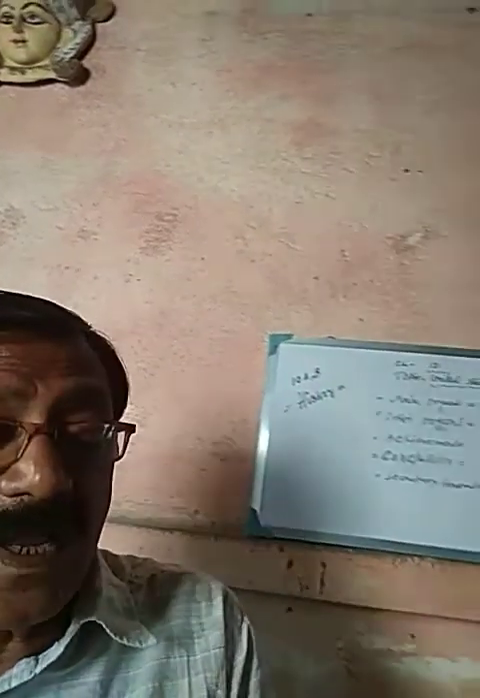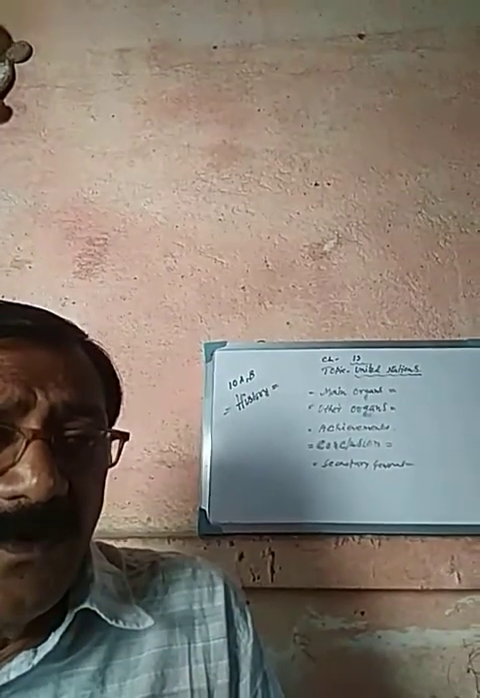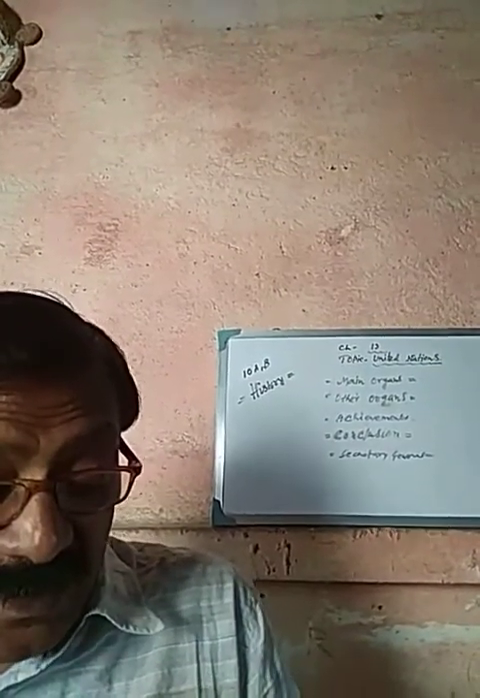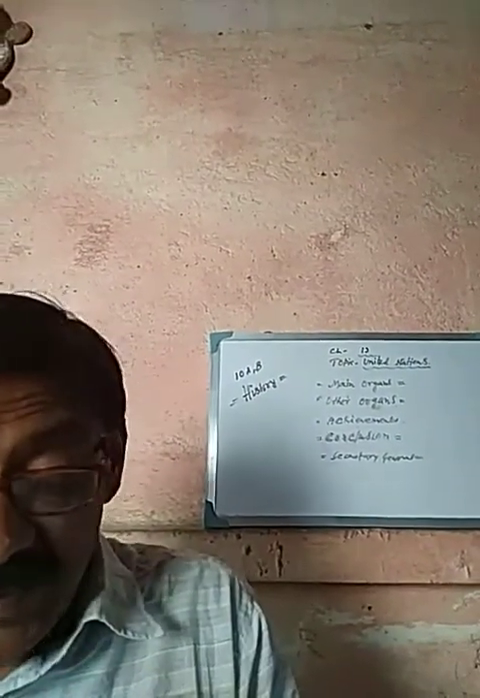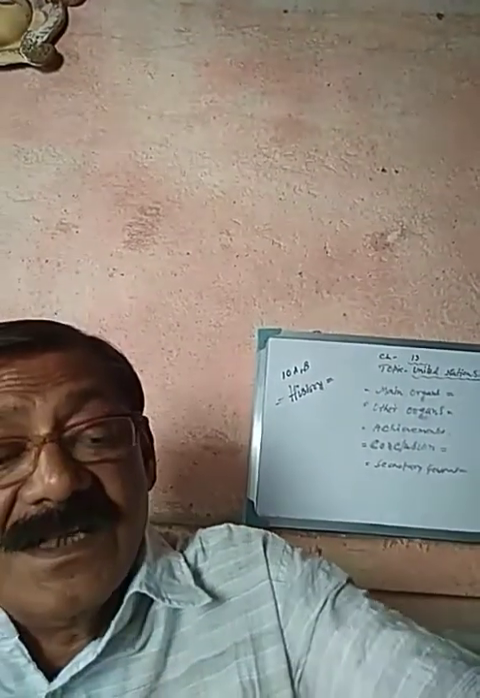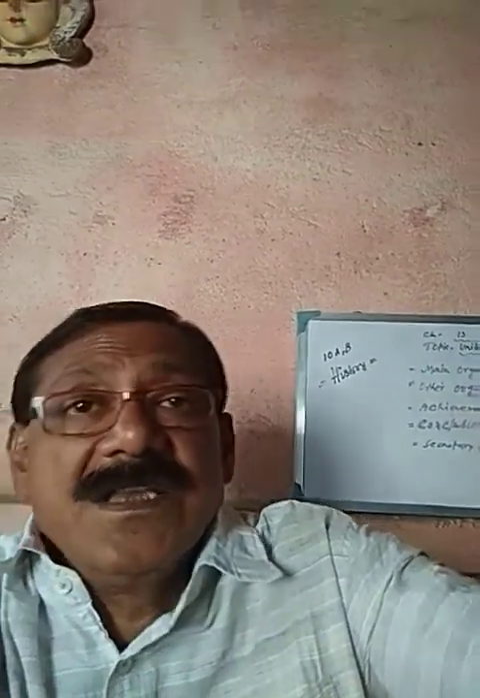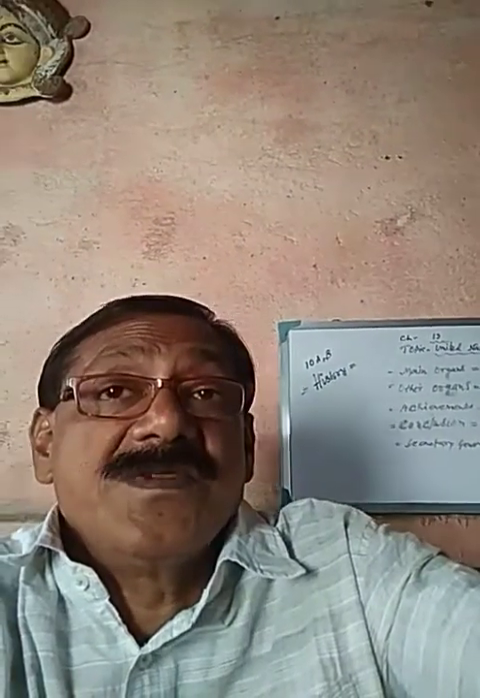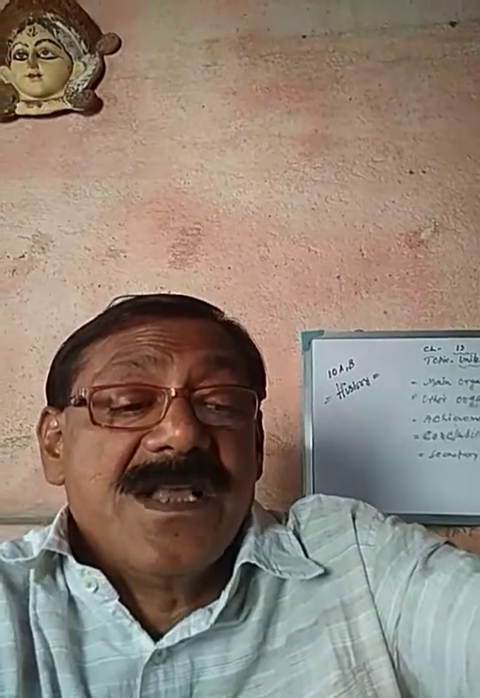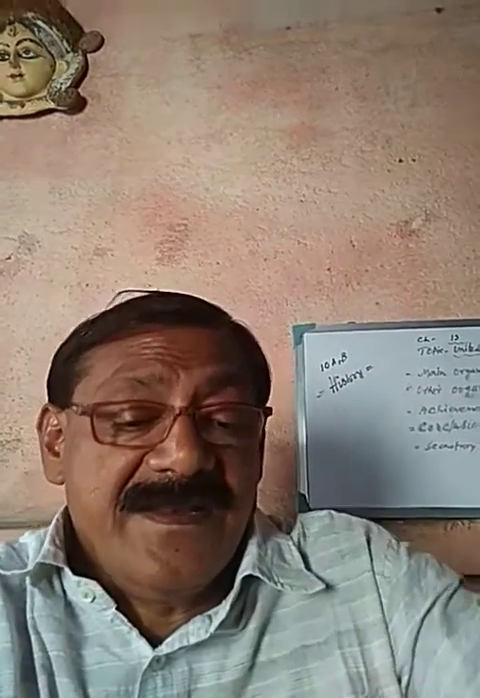Now, other organs. Already I have discussed the organs of the United Nations. What are the organs of the United Nations? Already I have discussed the General Assembly, the Security Council, the International Court of Justice, the Economic and Social Council, the Trusteeship Council, and the Secretariat.